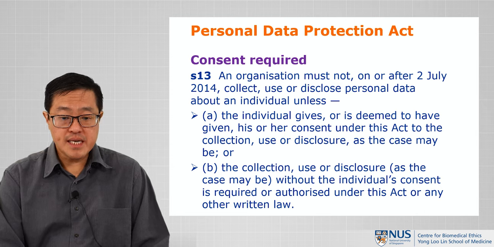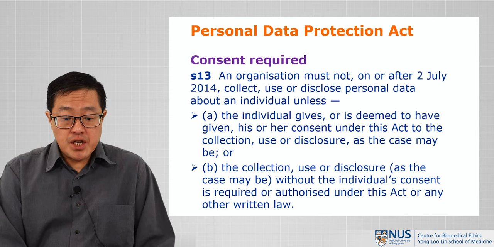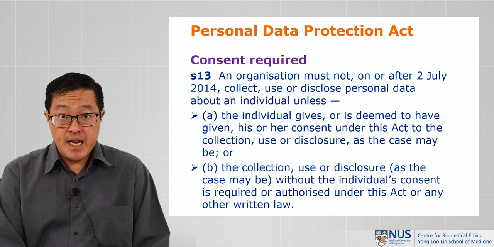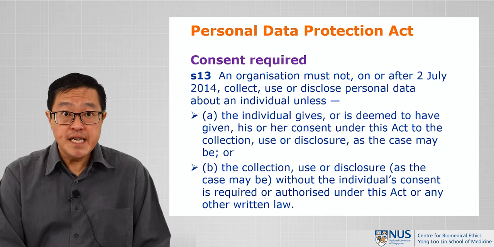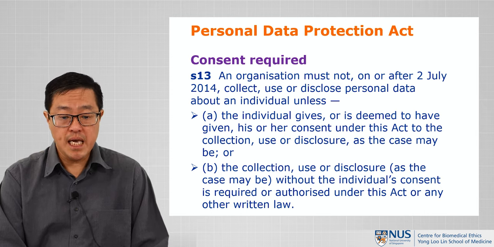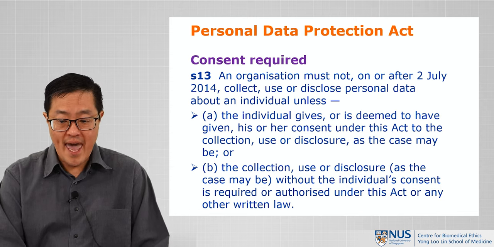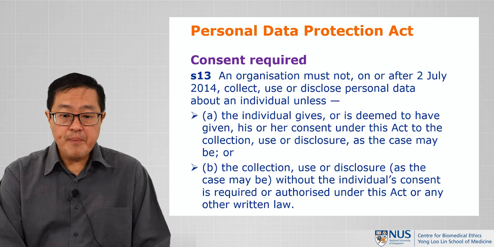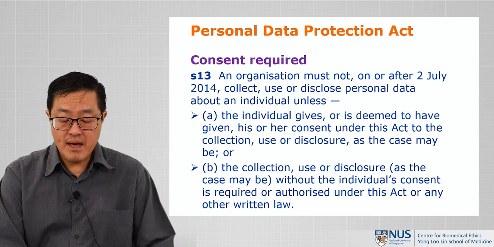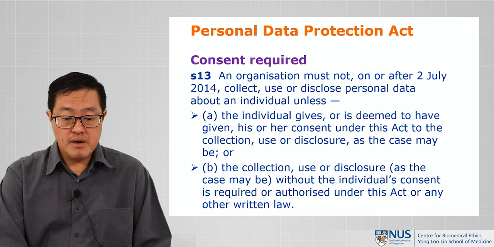Okay, so the law, we look at the Personal Data Protection Act, Section 13. An organization must not collect, use, or disclose personal data about an individual unless the individual gives or is deemed to have given his or her consent under this Act to the collection, use, or disclosure, as the case may be, or the collection, use, or disclosure without the individual's consent is required or authorized under this Act or any other written law. So the PDPA does have provision to say, well, when there are other laws which either mandate or permit disclosure, then the PDPA is overridden.